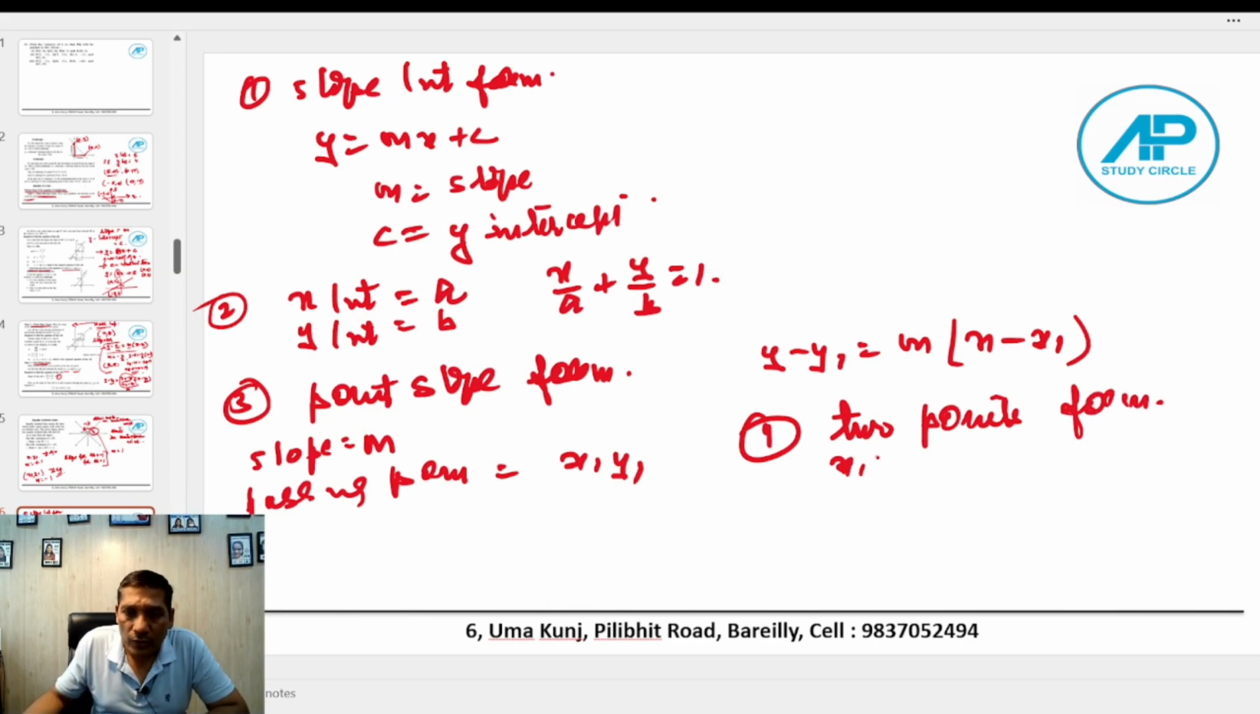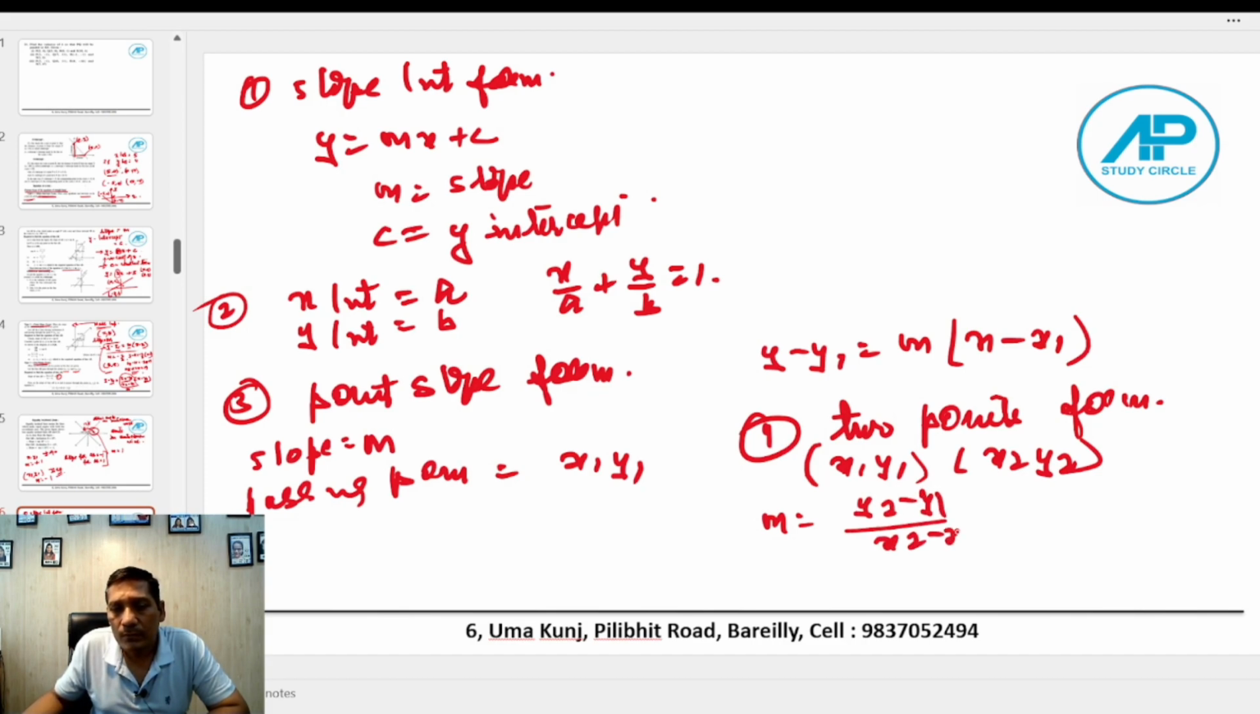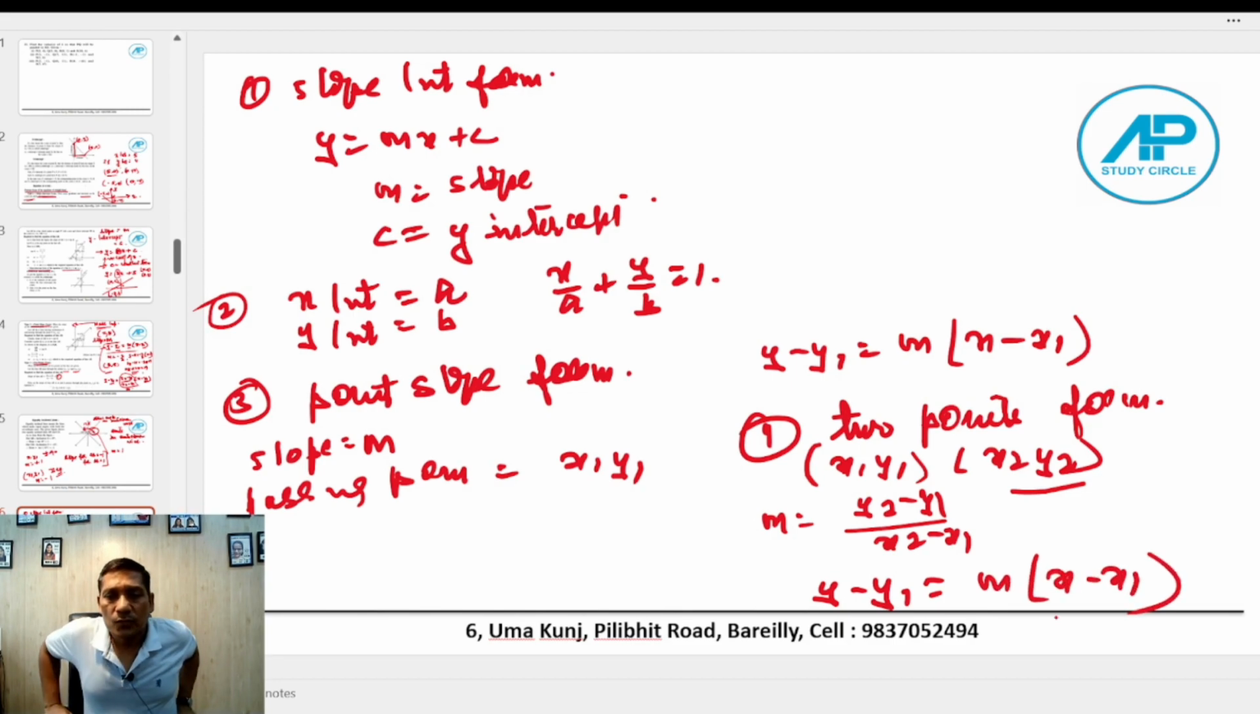The fourth form of the line is two-point form. We got two passing points of a straight line. Find the value of m and use any one passing point, and again use y minus y1 equal to m(x minus x1). Always remember, आपके पास दो पासिंग पॉइंट्स हैं, स्लोप निकालिए, कोई एक पॉइंट चूज करिए एंड यूज द पॉइंट स्लोप फॉर्म द इक्वेशन और इससे लाइन की इक्वेशन फाइंड आउट कर लीजिए.